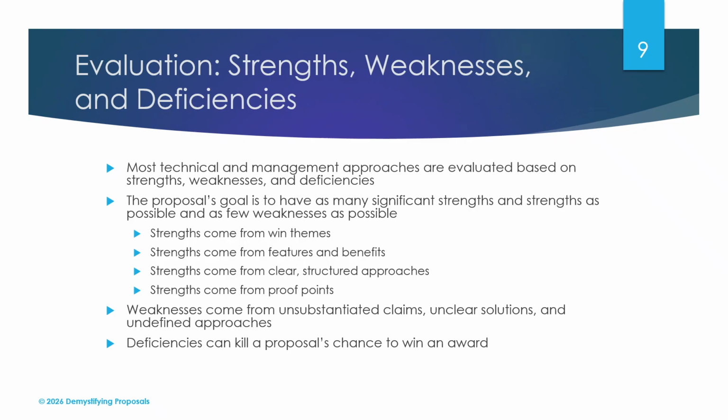So in the government evaluation, they use terminology strengths, weaknesses, and deficiencies. We generally use the terminology of win themes and discriminators. They're kind of the same thing, but it's important that you understand how the government actually scores proposals. And we've been trying to sort of shift away from win themes into strengths. So most technical and management approaches are evaluated, like I said, based on strengths, weaknesses, and deficiencies.